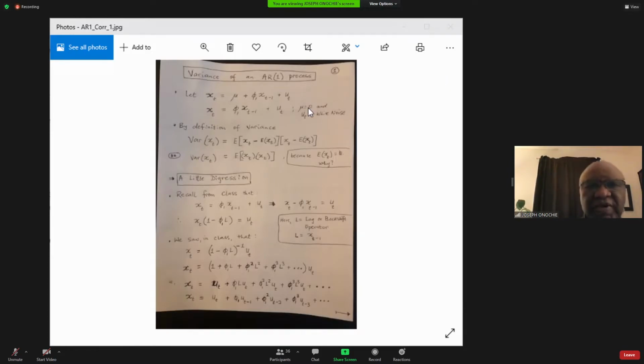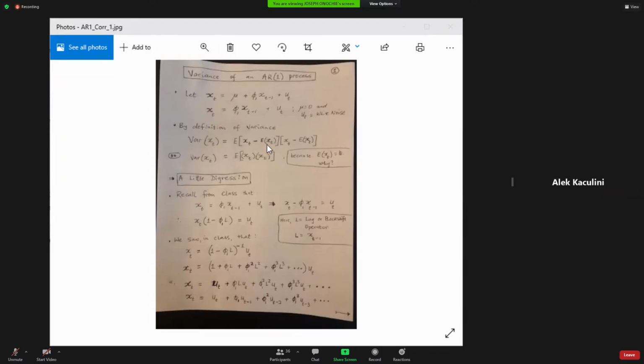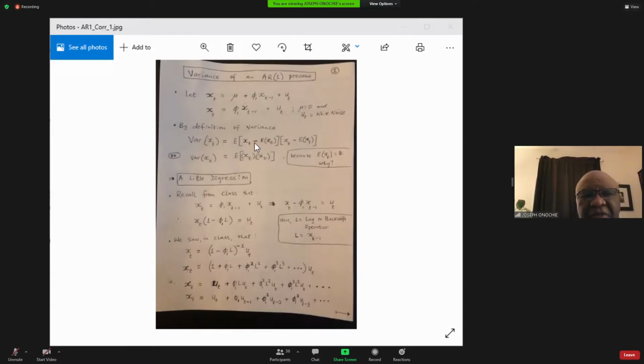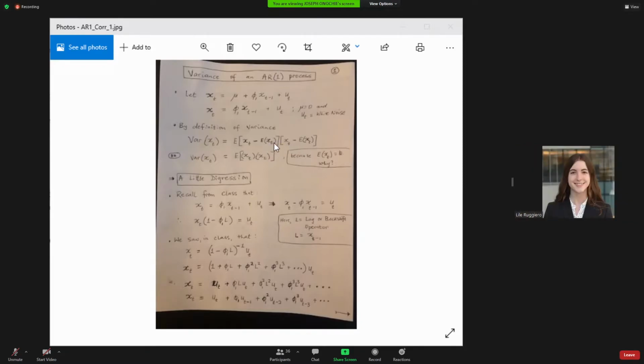Okay, so let me move quickly because I need to explain this. Now look at it by definition. Everybody remembers the definition of variance from basic statistics. Variance is the expected value of the return minus the mean, squared. Instead of putting the squared here, I just simply repeated it. So the variance is the expected value of the return at t minus the mean at t, times the return at t minus the mean at t. Everybody see that, right? Yes, okay, all right.